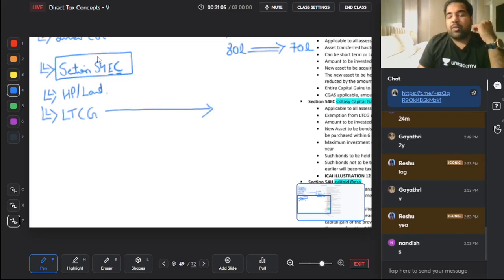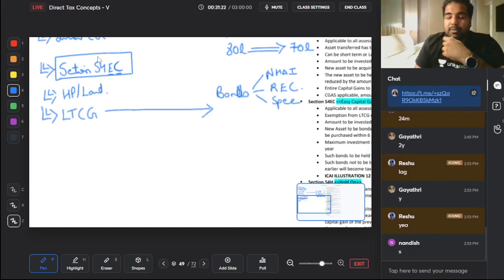And don't worry, if you don't have anything else to buy, you can just buy some government bonds. Which kind of bonds? National Highway Authority of India bonds, Rural Electrification Corporation bonds or any other specified bonds. So bonds means who gets the money? The government gets the money. The government says, if you buy bonds from me, that means you give me money, I will exempt this. Guys, here the details are different.